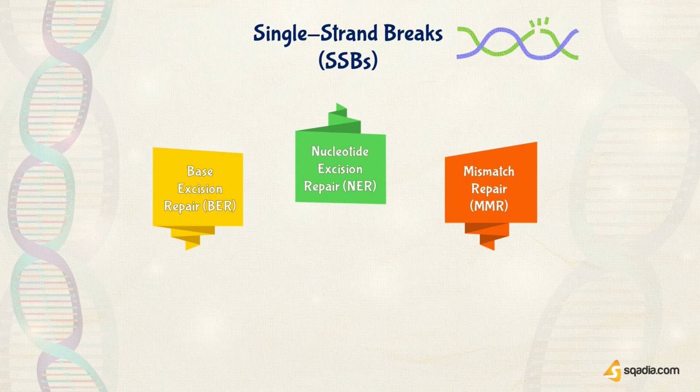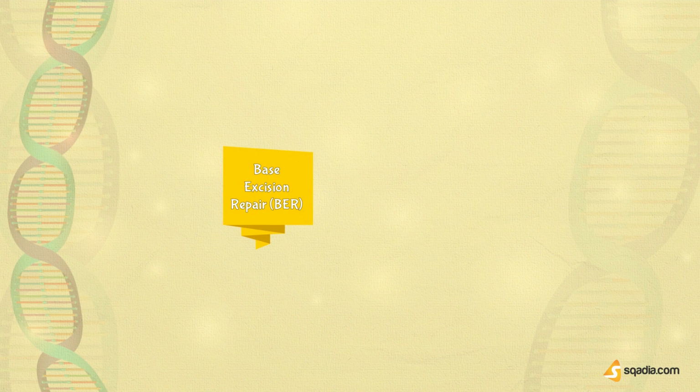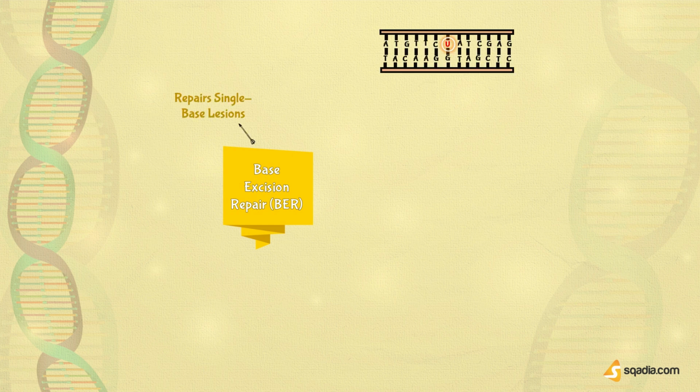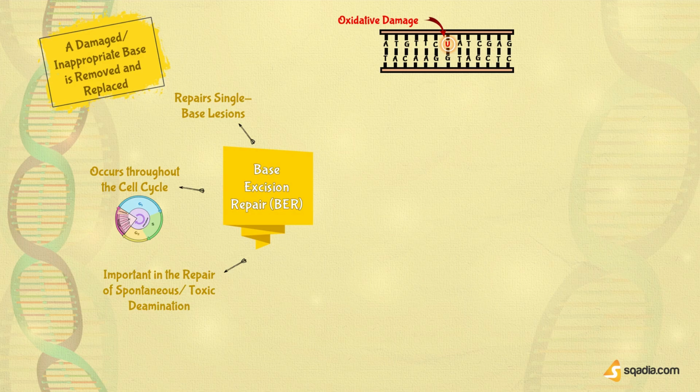Starting off with the base excision repair, or BER. This is the pathway that repairs single base lesions, such as those caused by oxidative damage. It is a process by which a damaged or inappropriate base is removed from its sugar linkage and replaced. It occurs throughout the cell cycle and is important in the repair of spontaneous or toxic deamination.